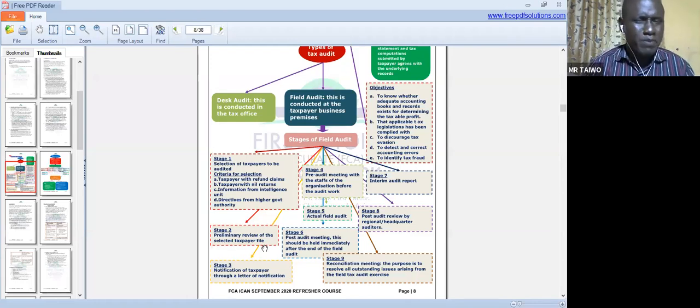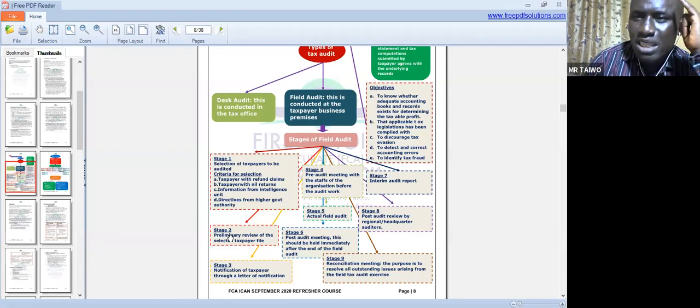Why is it so? You can use ratio analysis to also look at the trend, so that you can be sure and satisfy yourself that this person is having a case with you. That is what you are doing when you say you are doing preliminary review. You know, the first step is to identify or select the taxpayer to be audited. Two, review his file. You know, they have the file in their office.